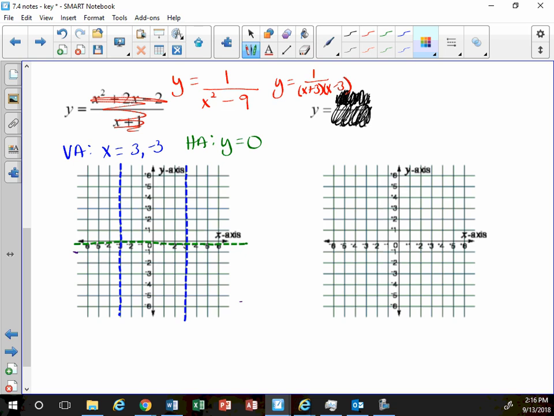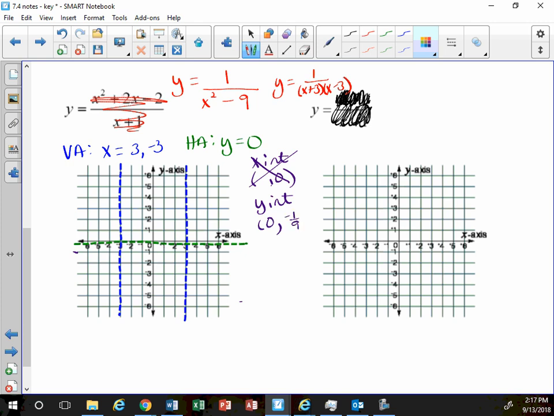All right, x and y intercepts. So x-intercept, that is when y is 0, and the only way for that to happen is for your numerator to be 0. Can that happen? No. So we do not have an x-intercept. Do we have a y-intercept? Yes. That's when x is 0, and what is y?